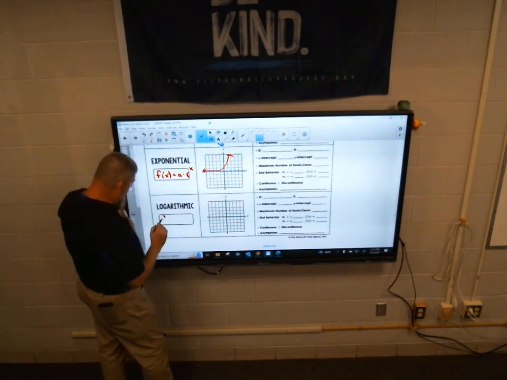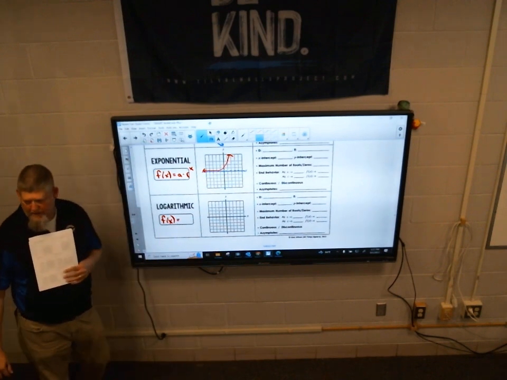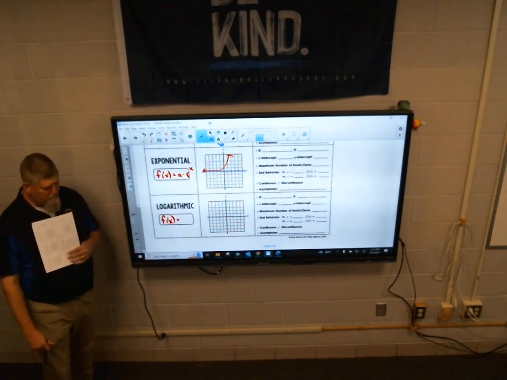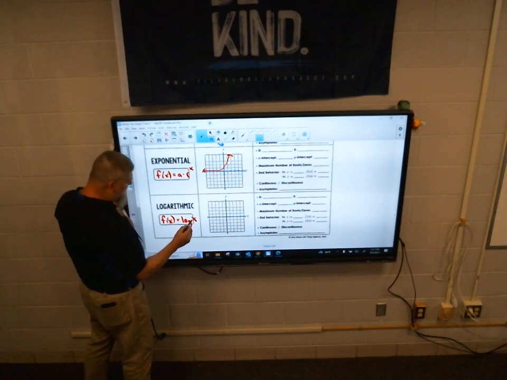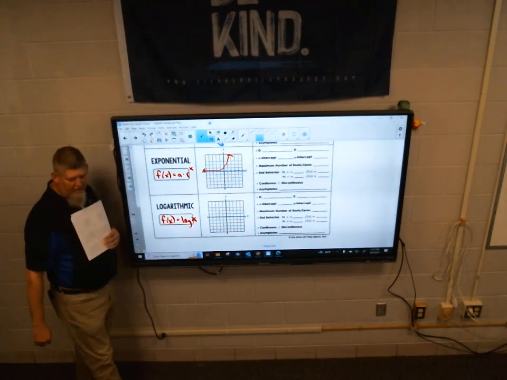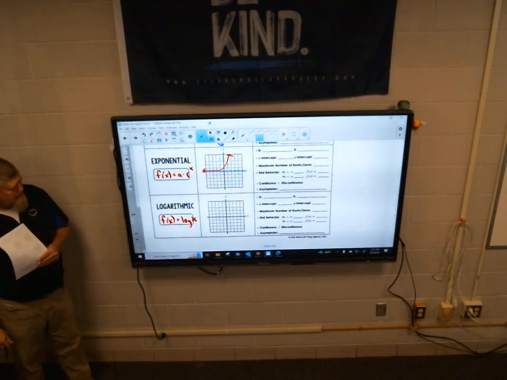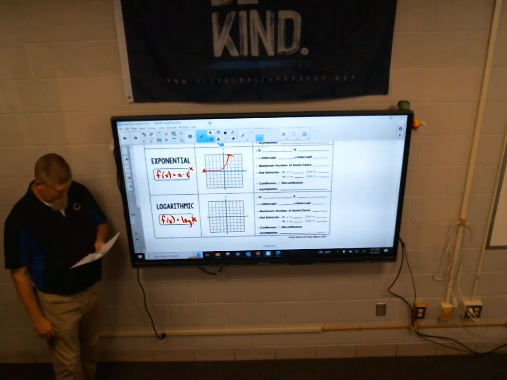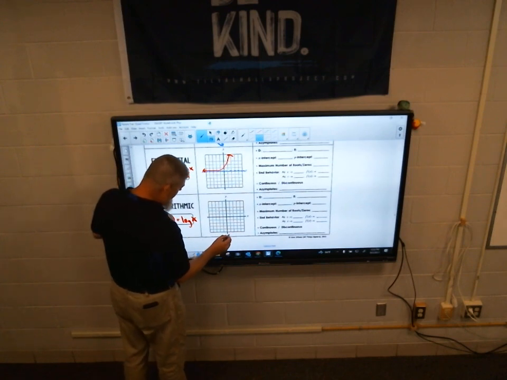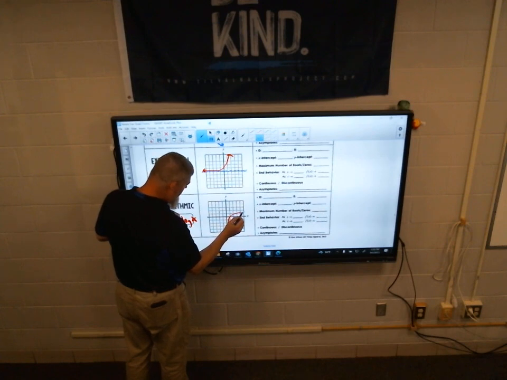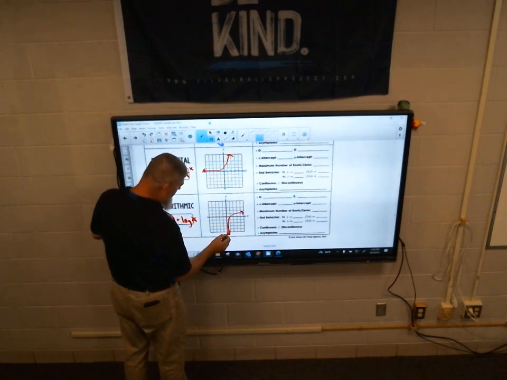So f of x. You have to bear with me on this one. Once again, I'm not going to explain everything about logs just yet. But it actually has the word log in it, L-O-G. It's kind of like sine, cosine. Okay, log x. And its graph is going to look something like this, with arrows on the end.